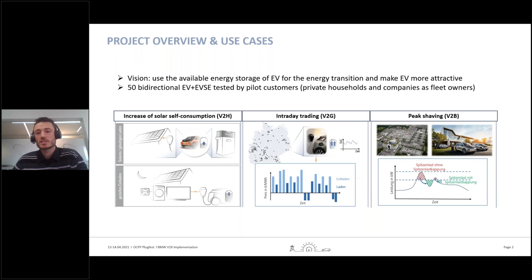The third use case is peak shaving. It's a vehicle to business use case. The idea here is to reduce the electricity peak consumption at the grid connection point of companies by discharging the vehicles at the right moment, so that the company could reduce the charges they pay for the electricity infrastructure.